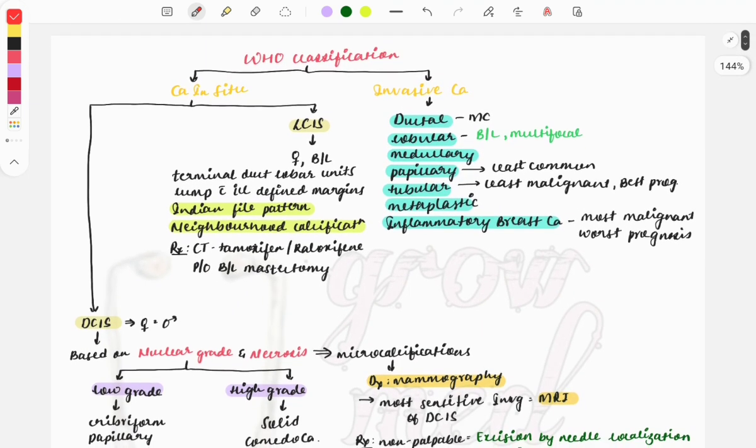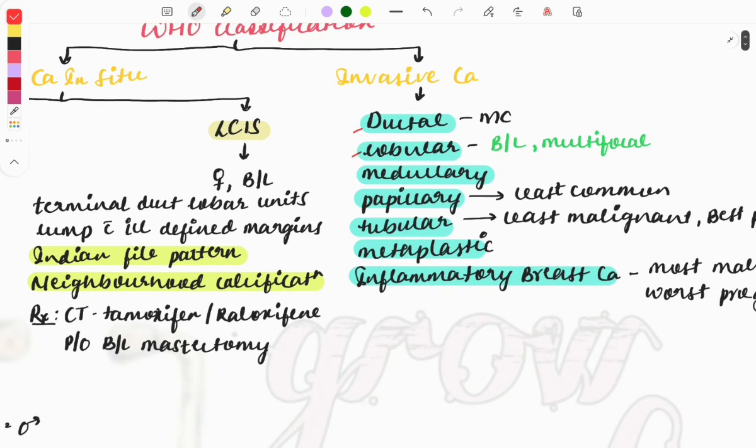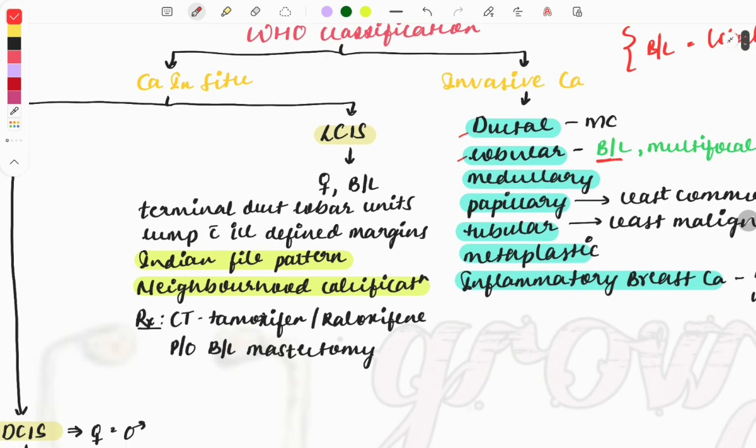Then the WHO classification. This classification is not that important, but the things you need to know are the lobular and the ductal types, and the different findings seen in each. The lobular most commonly involves both breasts, the bilateral. Okay, so whenever you see bilateral in the clinical case, think in terms of the lobular.